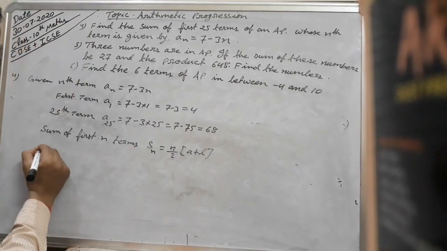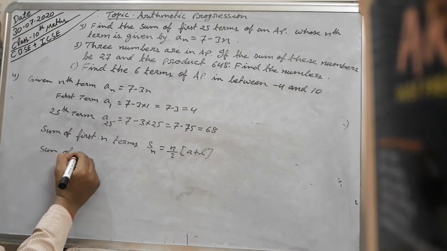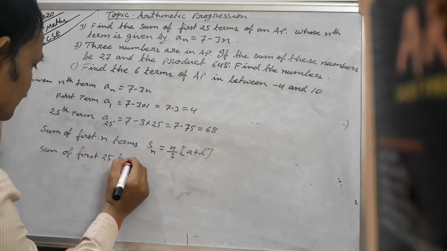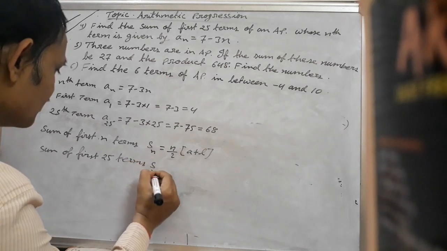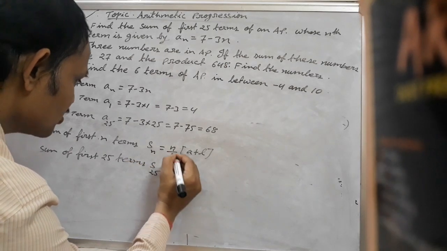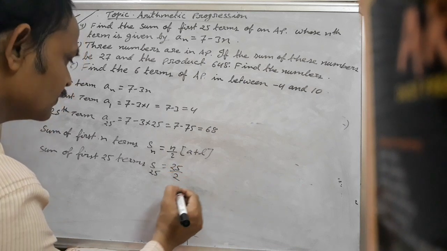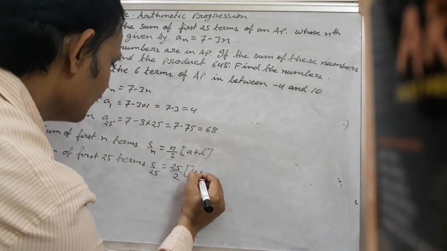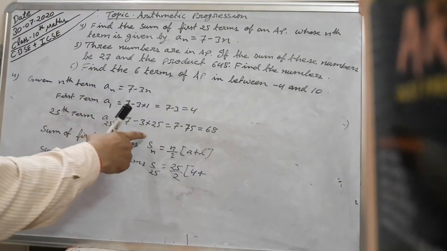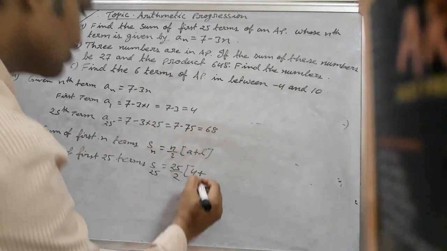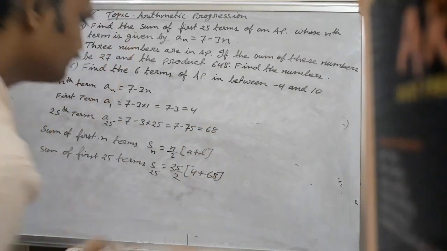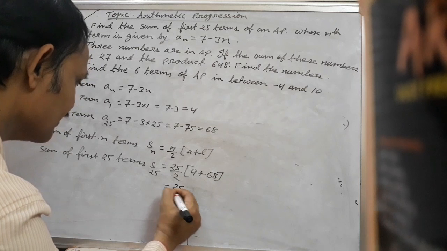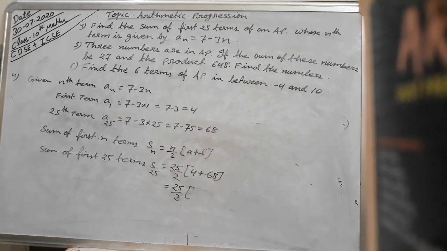Now sum of first 25 terms, S25 will be equal to, in place of n you have to write 25 by 2, and here what is a, the first term? That is 4. And what is the last term? The 25th term, that is the last term, that is 68. What will we get as the answer? 25 by 2, and here 68 plus 4, 72.